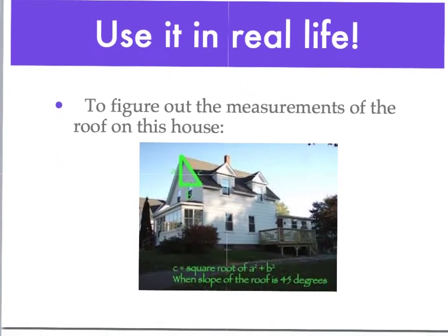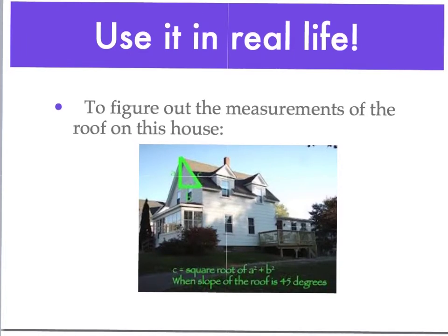So how do we use it in real life? Well, we can figure out the measurements of the roof on this house. We see here we have a right triangle right here. So here's our A, here's our B, and here's our C. So if we take A squared plus B squared, we can figure out C squared. And we take the square root of that, and it simply equals C.